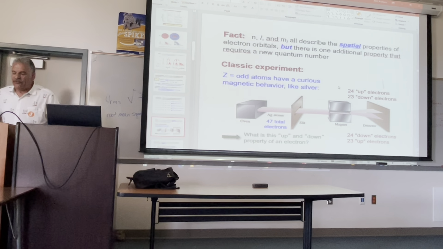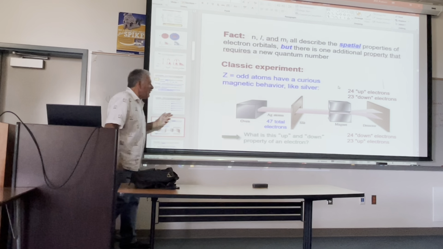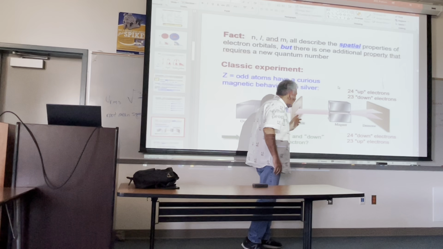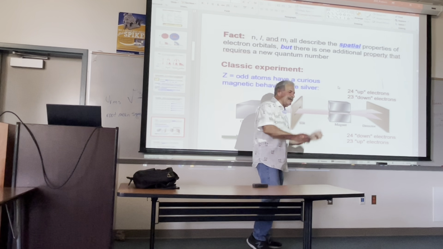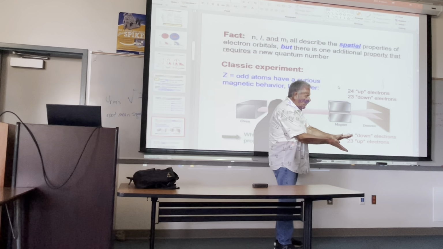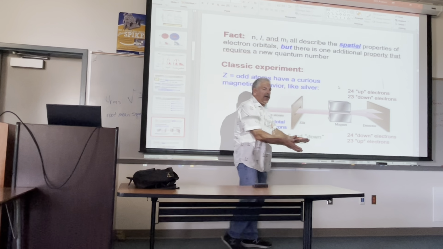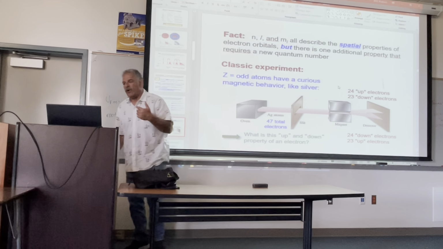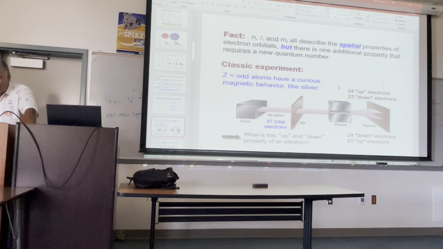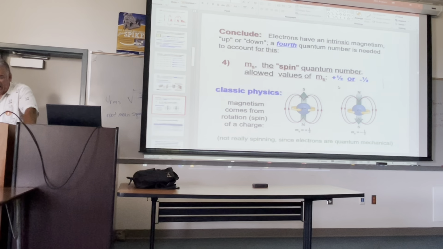There's one additional property, right? And that is the spin orientation. So they ran some Ag atoms through a slit and a magnet, right? So you just shot them through there. And when you do that, they go into a plus and a minus orientation. So all the electrons aren't the same. They also have orientation, and we call it up and down, or plus or minus spin.